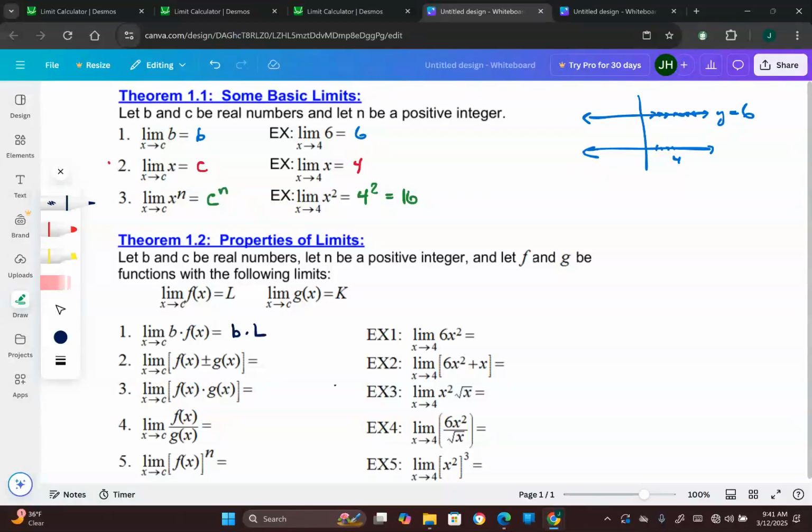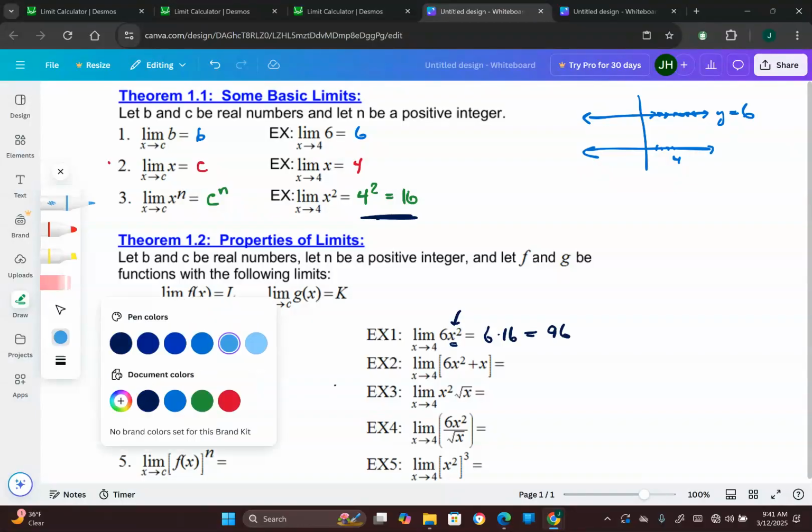So notice over here, I already know what the limit of x squared is. I did it up here. The limit of x squared as x approaches 4 is 16. So this problem here, if we're multiplying x squared by 6, I can take 6 times the limit. And 6 times the previous limit is 16, so that would come out to be 96.